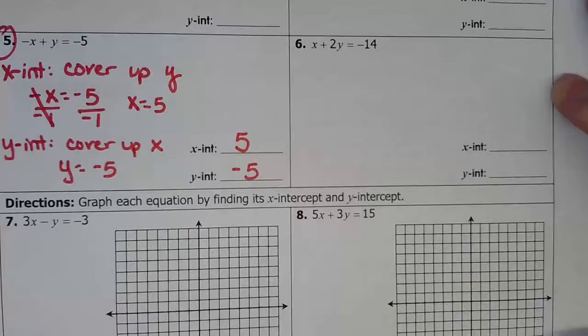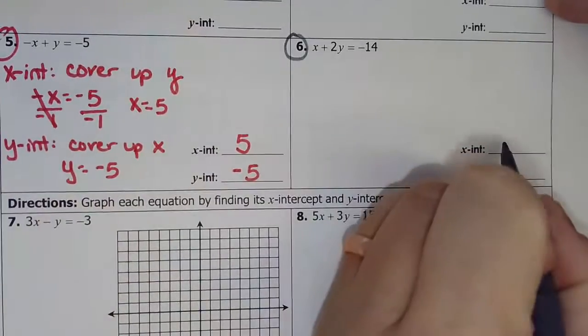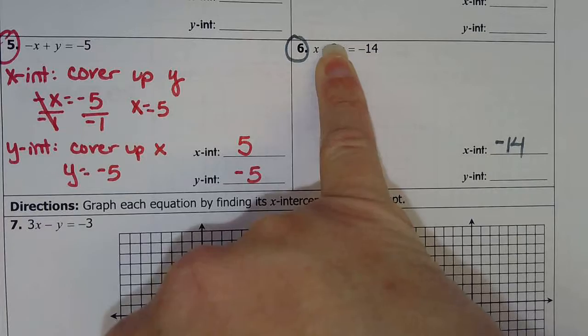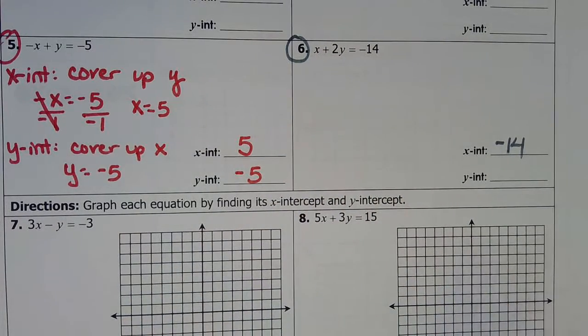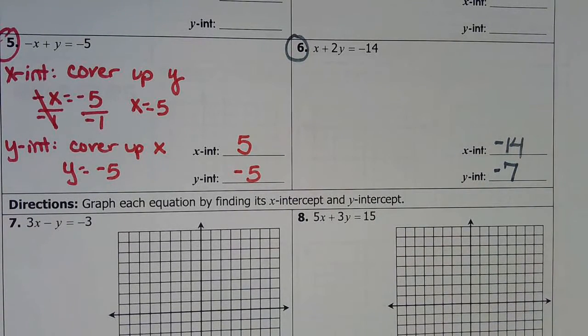Apparently not. Number 6, what would the x-intercept be for number 6? Negative 14, because when you cover up the y, you're left with x equals negative 14. And then the y-intercept would be what? Negative 7. Does anyone have any questions where those numbers are coming from?